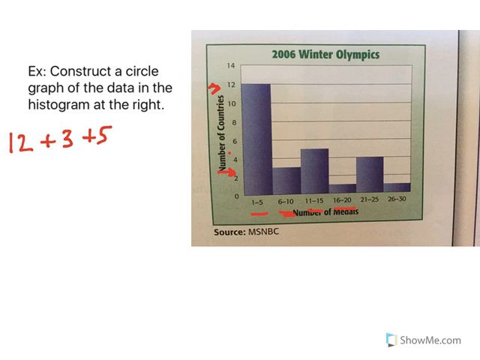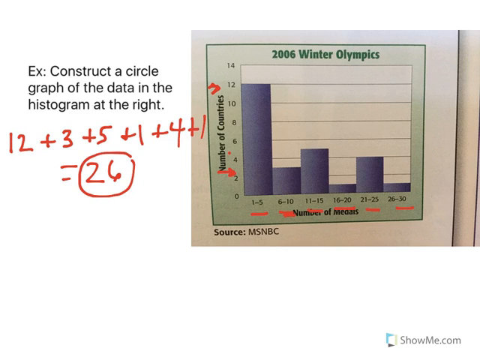16 to 20, you can say about 1. 21 to 25 looks like about 4. And then 26 to 30 looks about 1. Okay, so when we add that up, we're going to get 26. So this is displaying 26 countries.